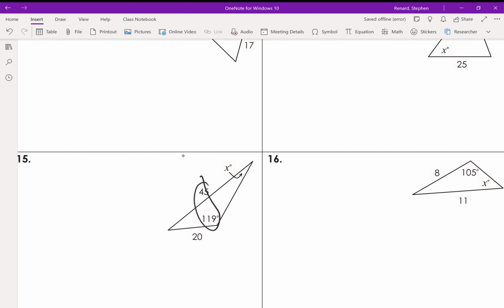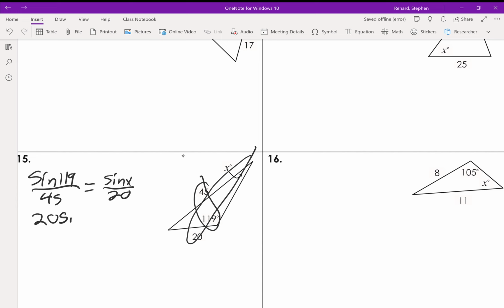So again, we're pairing up these two and these two. So now though, I'm going to have sine of 119 over 45 equals the sine of x over 20. So I'm going to cross multiply still. 20 times the sine of 119 equals 45 times the sine of x.